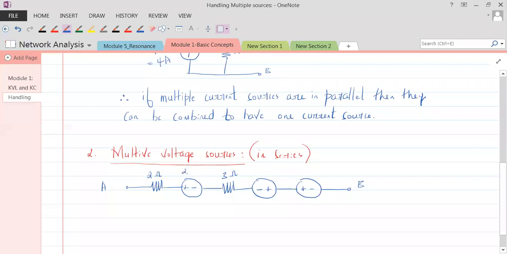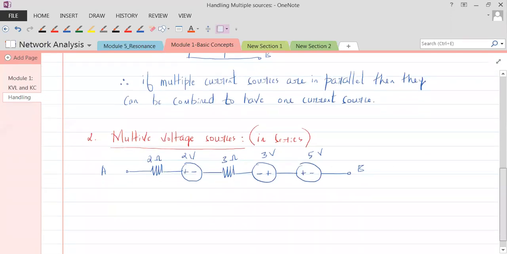So let's say this is 2 volts, and say this is 3 volts, and say this is 5 volts. So which two voltages are of same polarities there? See here, this 2 volts has plus sign first, this 5 volts has plus sign first. So this 2 and 5 need to be added, and from that the 3 volt has to be subtracted.